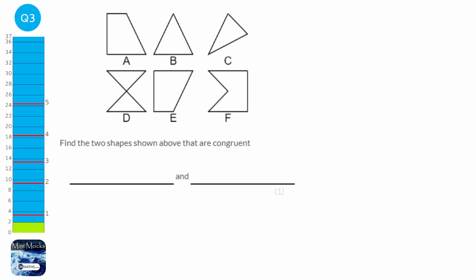So looking at the shapes, we've got some triangles, we've got some weird looking shapes, but I'm going to look at A and I'm going to draw A in. So I'm just going to trace A. And what we can notice is if I manipulate that now, and if I bring it down to E, it kind of almost looks the same as E, but what I can do is actually just reflect it, and it's exactly the same as E. So A and E are congruent.